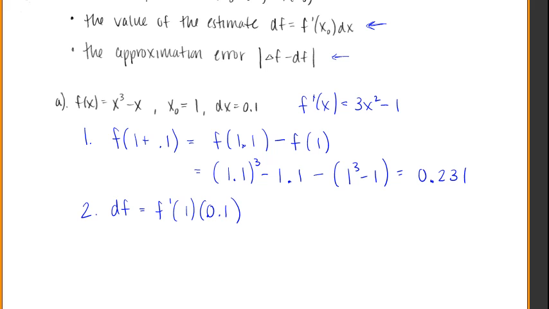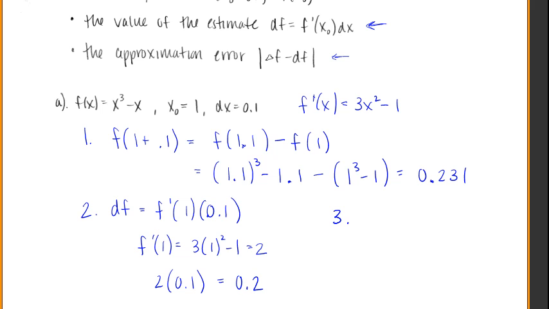So let's look at this. The derivative then evaluated at 1. So f prime of 1 is going to be 3 times 1 squared minus 1, which is 2. And then we're going to multiply that times 0.1 to get an answer there of, obviously, 0.2. Okay, so then this is what's bringing on the third point: when we actually use the real function itself, we get a value of 0.231. When we use the derivative, this estimate, then we're going to get 0.2.